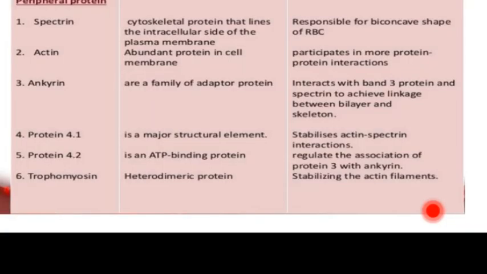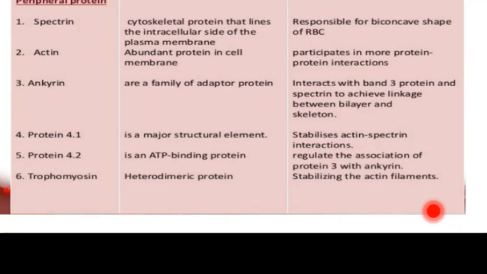So next, in this slide, we can discuss about peripheral proteins and their functions. First, we discuss about spectrin. What is spectrin? Spectrin is a cytoskeleton protein that links to the intracellular side of the plasma membrane, and its function is responsible for the shape of the red blood cell.